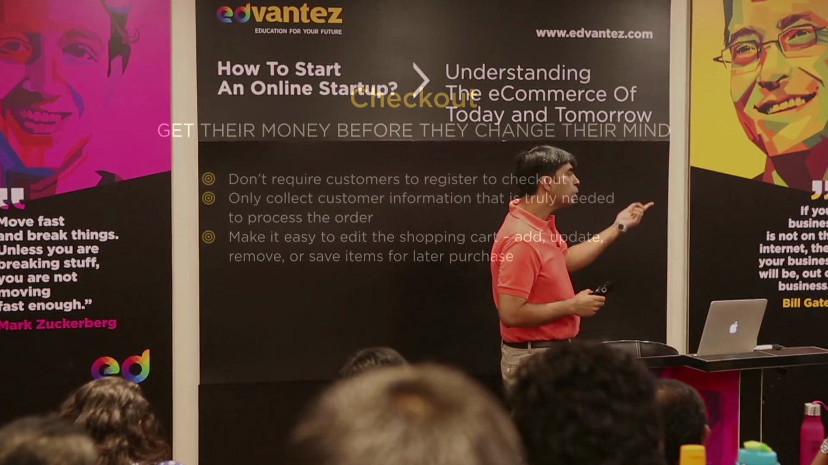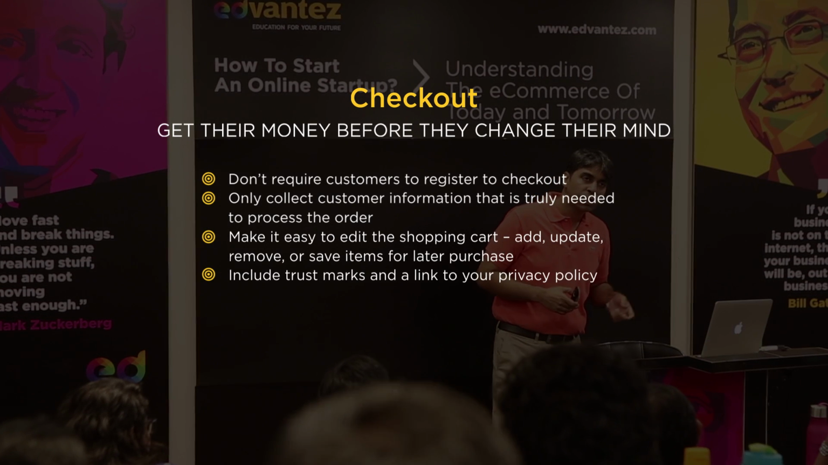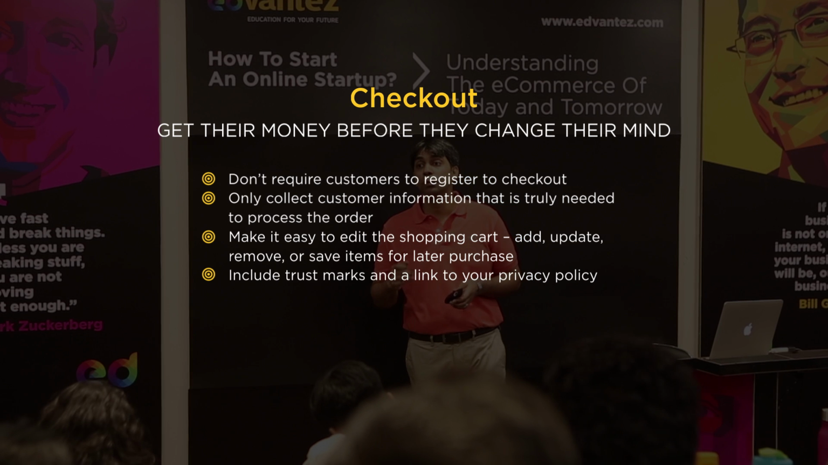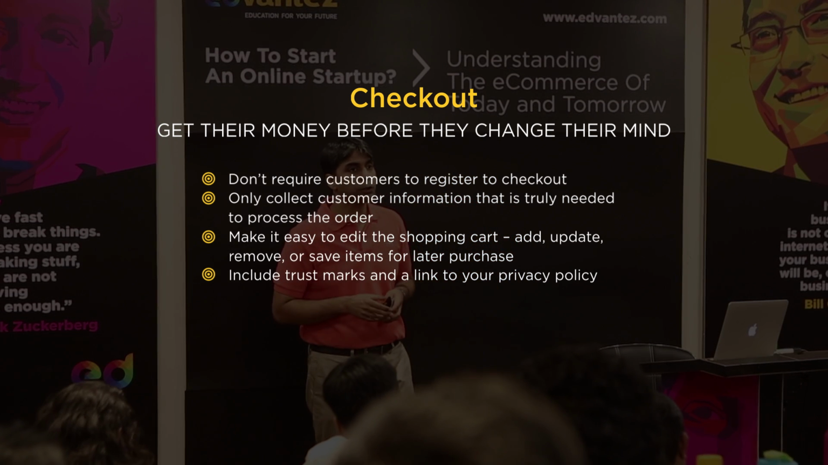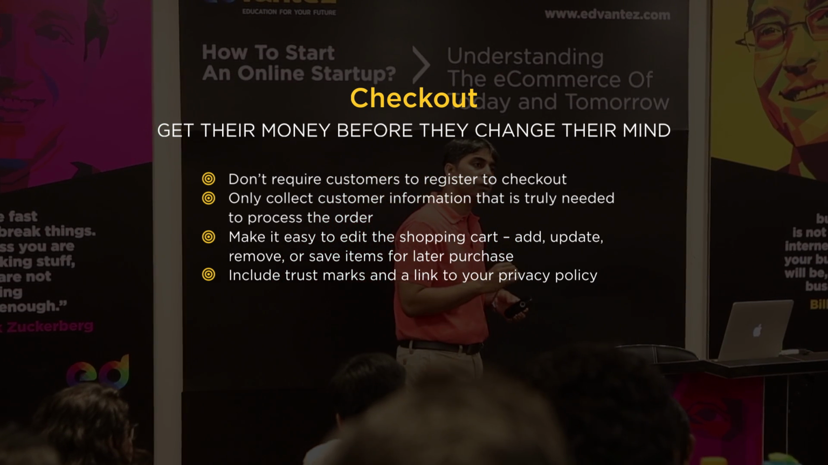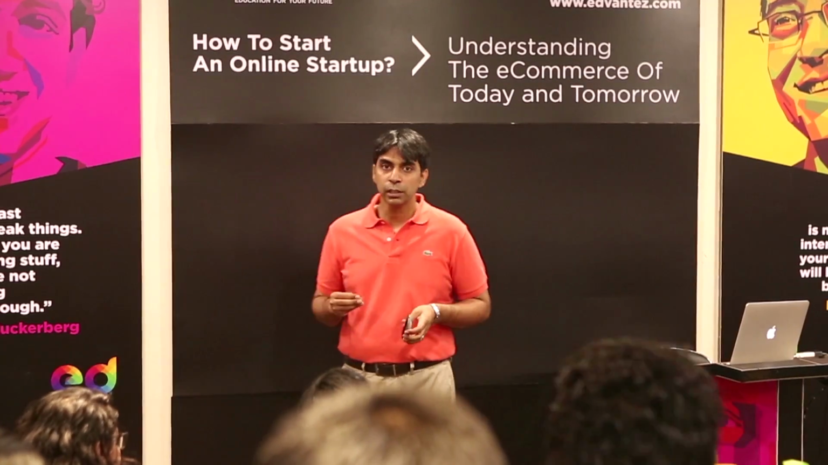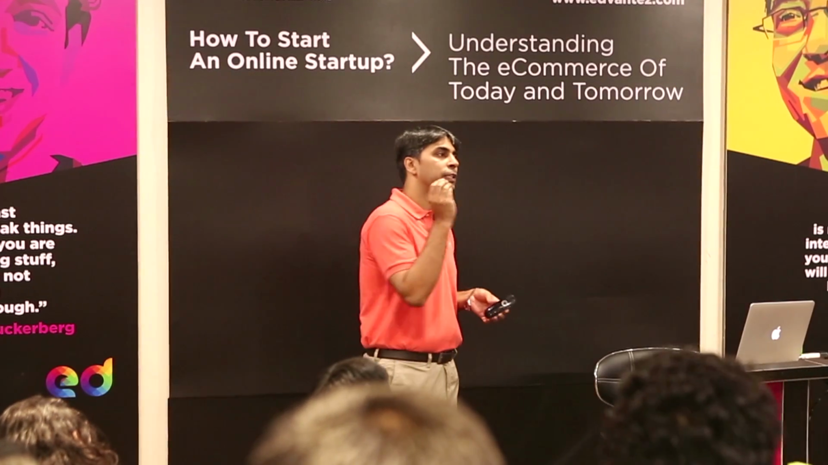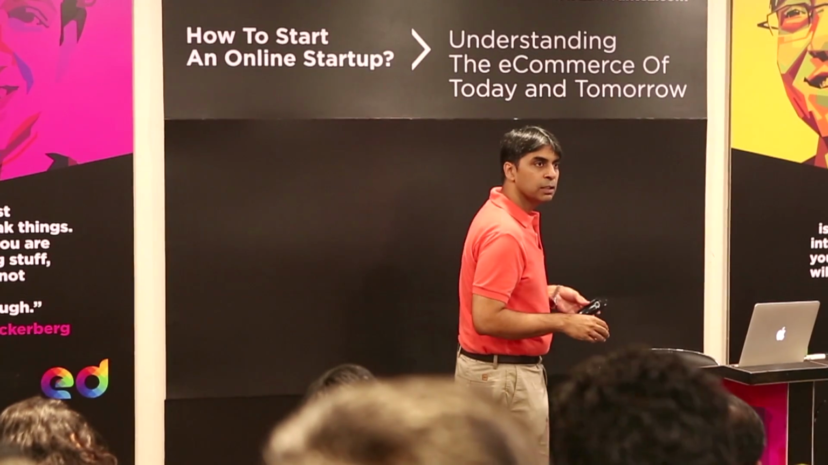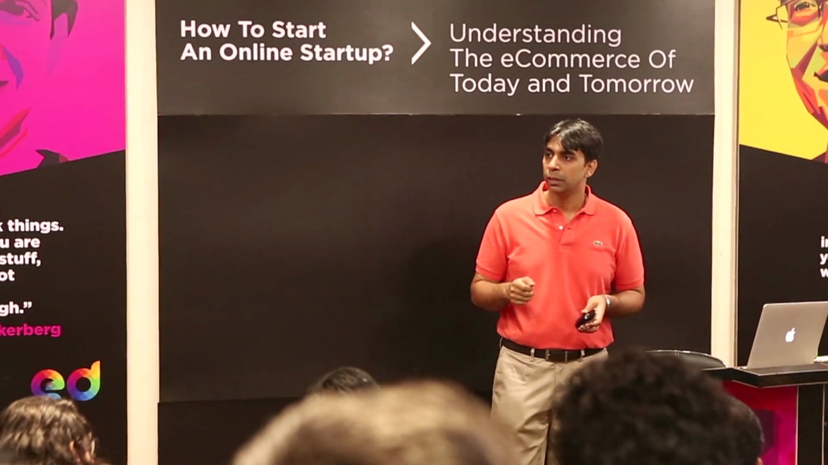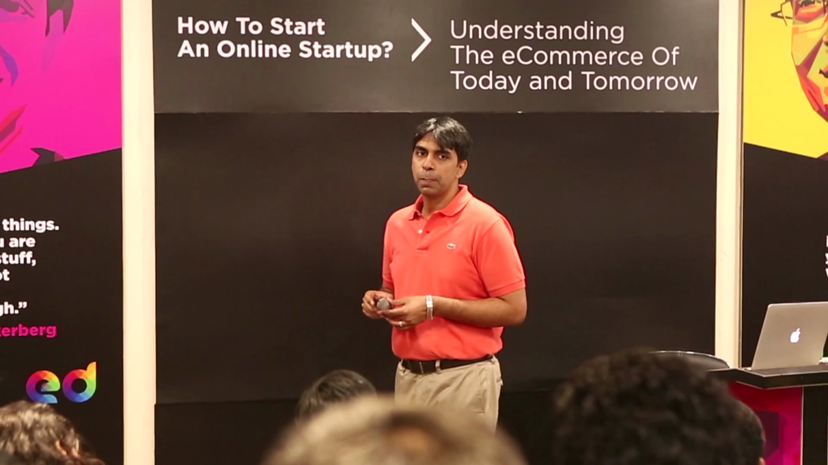Okay? Include trust marks if you have them. And then there's something called a privacy policy. This is something you should link back to your shopping cart. This tells the customer, what do you do with their information? How do you save it? Do you use it? Do you not use it? Do you sell it? Do you not sell it? As consumers become more knowledgeable, they're going to want to see this. What do you do with their information?